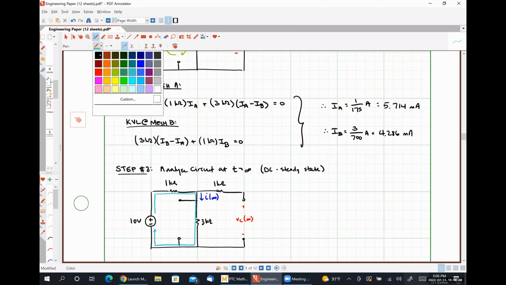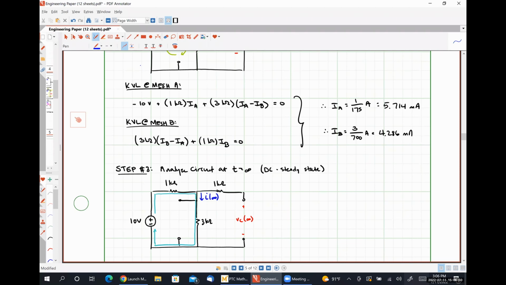So from this, I would argue that I at infinity is simply 10 volts over 1 kilo ohm plus 3 kilo ohms, which should come out to be 2.5 milliamps. Does anybody have any problem with that analysis?